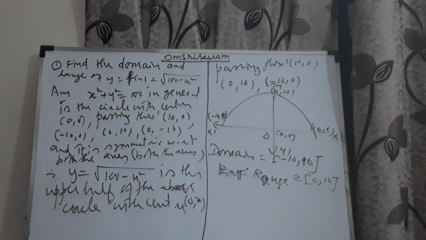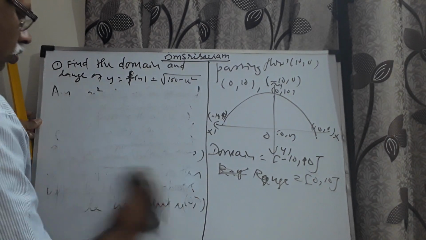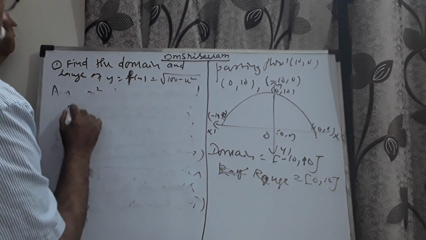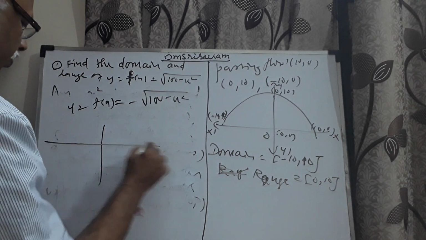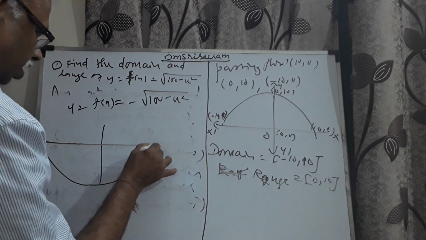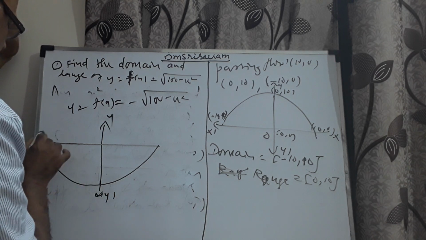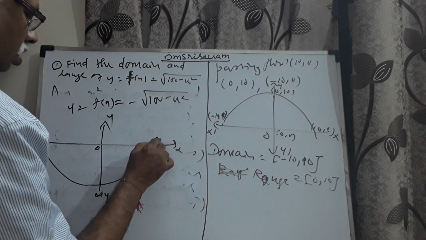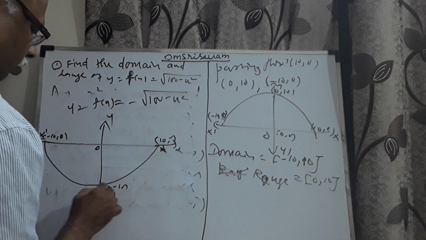In fact, I'll give you a general rule quickly, and I'll take another example also. If, instead of root of 100 minus x square, I am given y is equal to f of x equal to minus root of 100 minus x square, I mean to say it is the lower half of the corresponding circle. This is my y axis, y, y dash. This is my x axis, x dash, x. This is my point 10, 0. This is my point minus 10, 0. This is my point 0, minus 10.